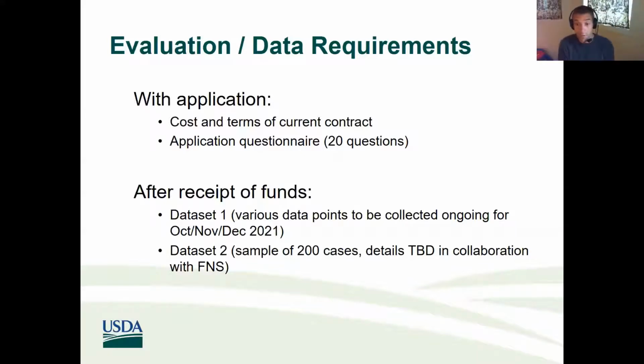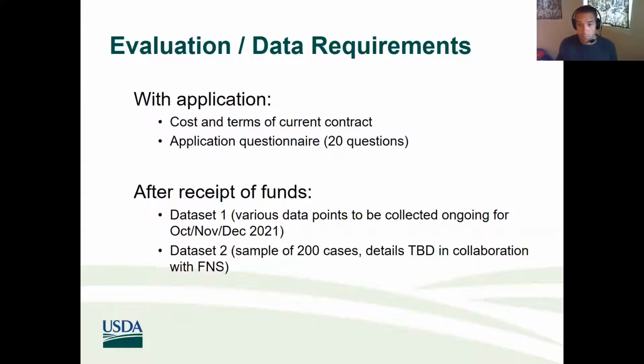So the first things are, with the application, we're asking for the cost and terms of your current contract, right? What we want to understand there is how much it costs for each individual transaction. Is there a limit on the number of transactions? Does the cost change when you hit that limit? We want to understand that, because that helps us understand the choices you make in terms of how you use it. That's a part of the equation. So we want you guys to share that.